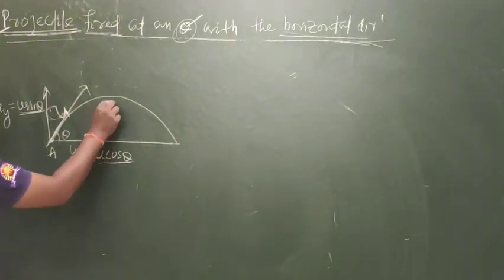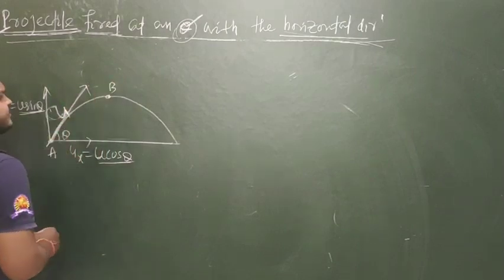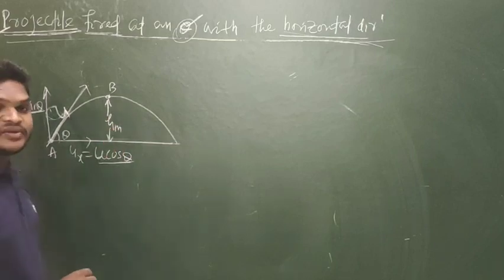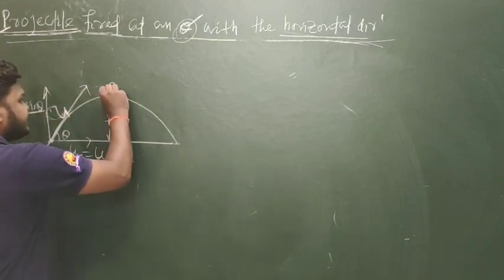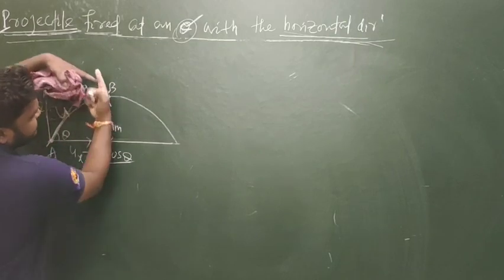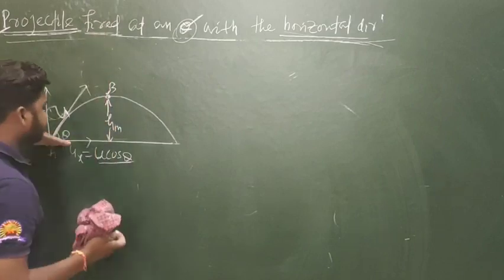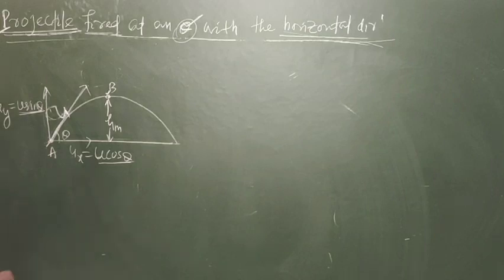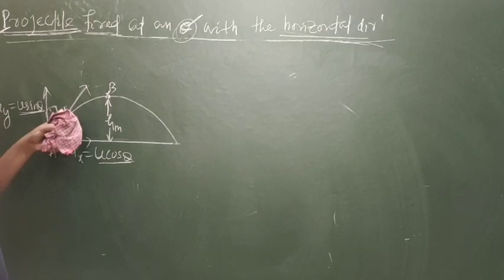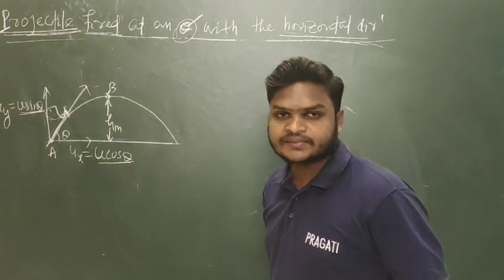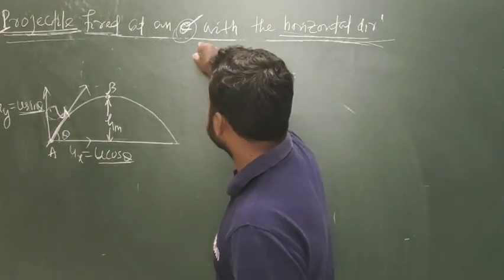Then look, this is the maximum height of the projection. When we projected, the body reached this maximum point, and this is the maximum height along the vertical direction. This is the vertical direction and this is the horizontal direction. So the velocity with which we projected the projectile is divided into two components. First we will discuss these two components, so first we expand this diagram.